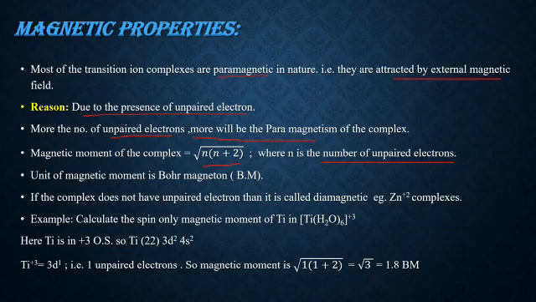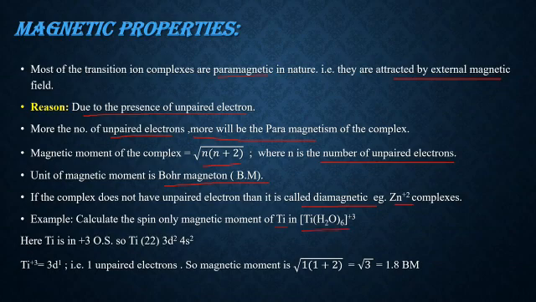Now, the unit of magnetic moment is Bohr magneton. If the complex does not have unpaired electrons, then it is called diamagnetic. For example, Zn 2+ complexes. Example: calculate the spin only magnetic moment of titanium in the hexa-aqua titanium ion.